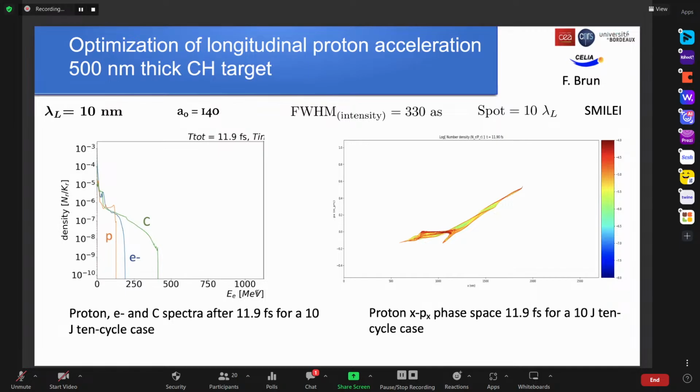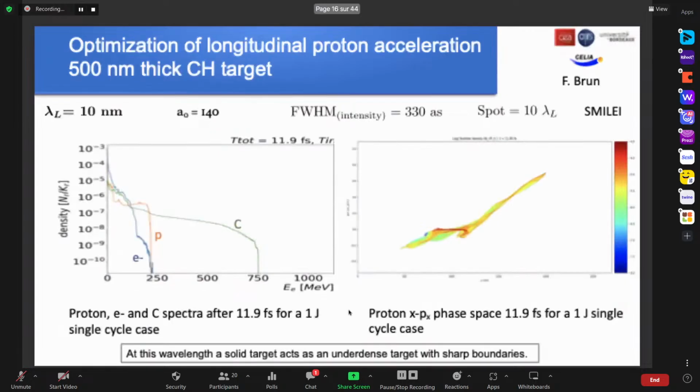But if we go to the 1 joule single cycle case, again, the efficiency is much higher. So we get almost up to 250 MeV, with on the right the corresponding proton phase space. The thing to remember is not the exact number of the energy. These are 2D simulations. They should strongly overestimate the results that we get experimentally. But the idea is to show you again the importance, or the efficiency, of going to these single cycle cases.